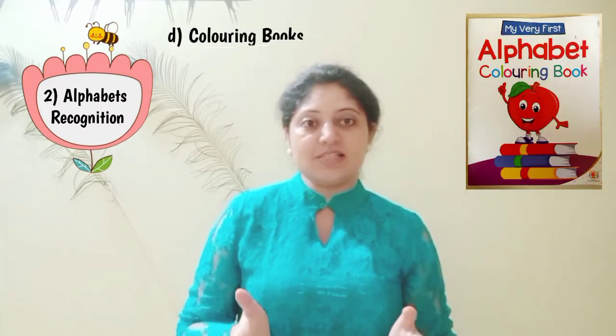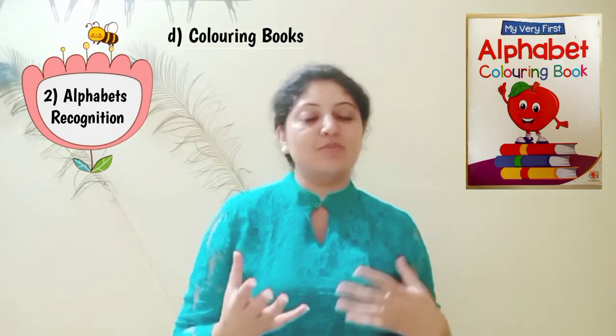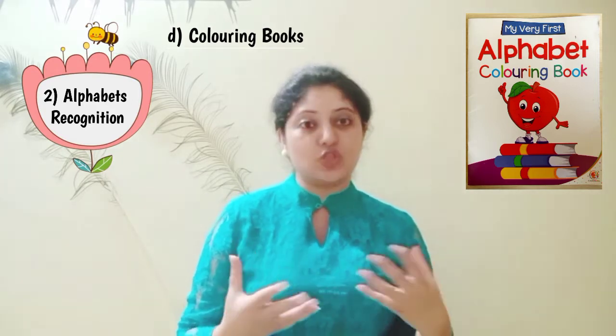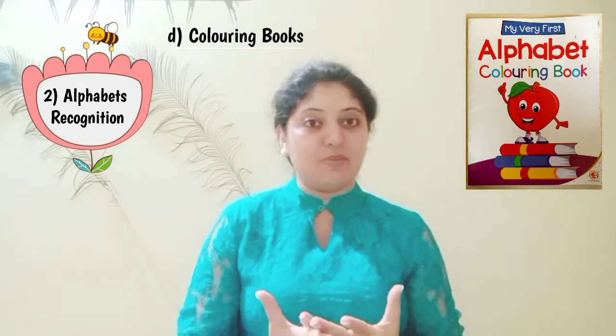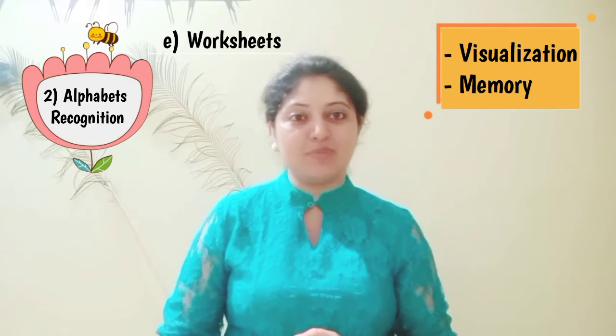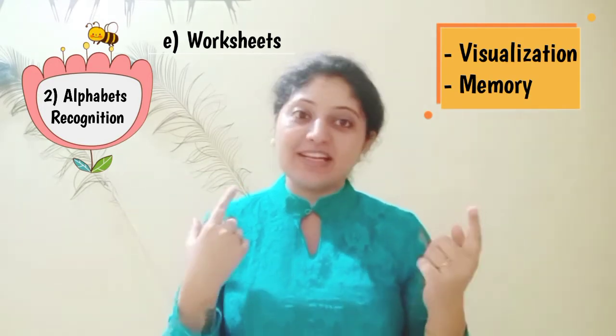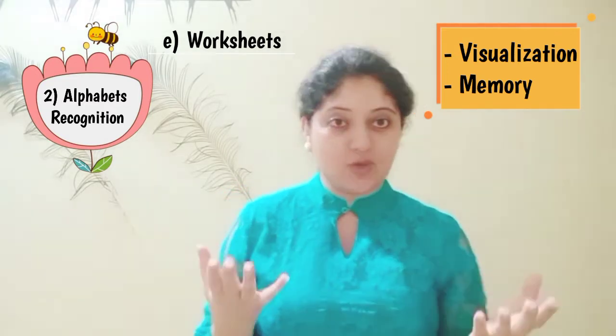The fourth activity is the use of coloring books. The more coloring books you use, the more the child will be able to visualize the objects associated with the respective alphabets. Fifth fun activity is the use of worksheets. A child learns faster when you teach alphabet recognition with the help of worksheets, because they are able to make a mental picture in their mind. It enhances and improves their visualization.